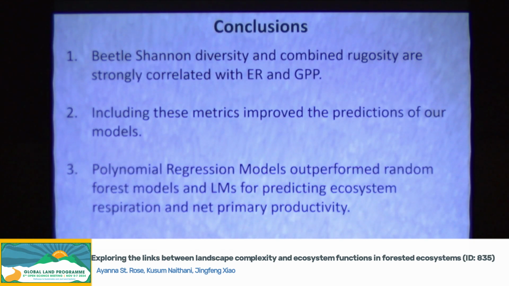And lastly, the polynomial regression model outperformed random forest models and linear models for predicting ecosystem respiration and net primary productivity. Now we think that for the polynomial regression model, if we looked at the bivariate plots, we saw that the relationship was almost linear. So the random forest might have been overestimating or capturing some complexity there that was not as necessary, while in the polynomial regression, we were able to manipulate mean annual precipitation and have the other two variables be linear.